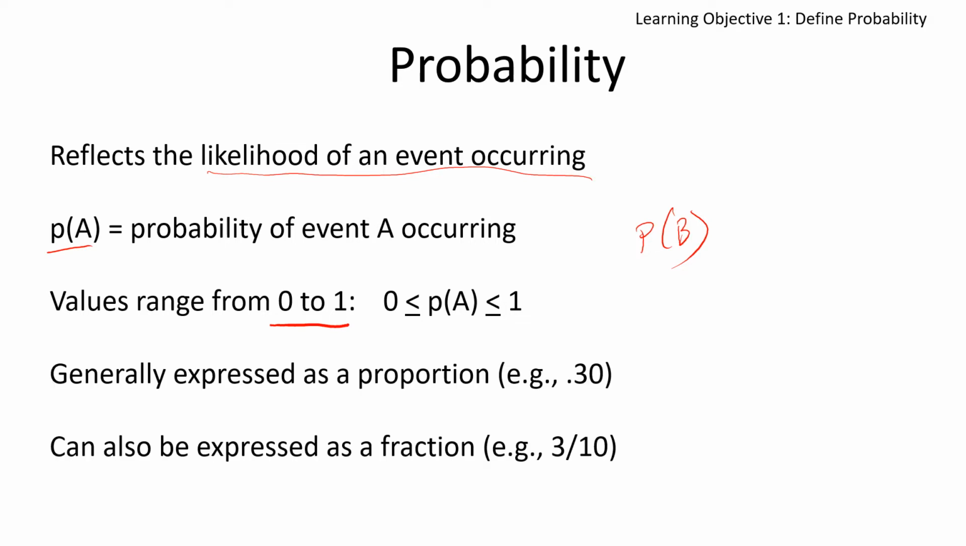And we're generally going to express probability as either a proportion or as a fraction. We're almost always going to do it this way in here. I prefer that even if you get fractions, you convert them to proportions. So if you get a 1/6, convert it to a proportion after that.